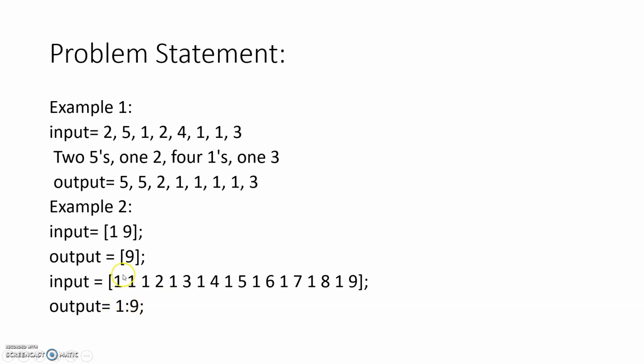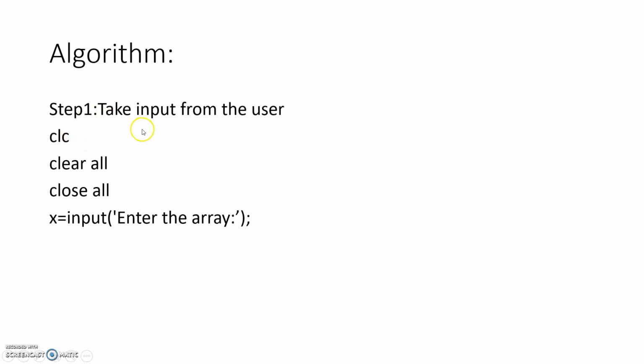So that's what we have to do in programming: we input this particular sequence which will give this as output. So what is the algorithm? That's what you have to understand. So see, step by step we will go. Step 1, obviously we have to take input from the user, the run length encoded signal or sequence. So take input from the user: clc, clear all, close all. If you want, you can write warning off also. Then x equal to input, enter the array.